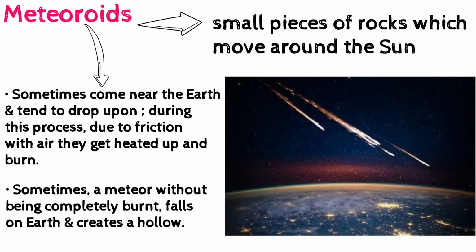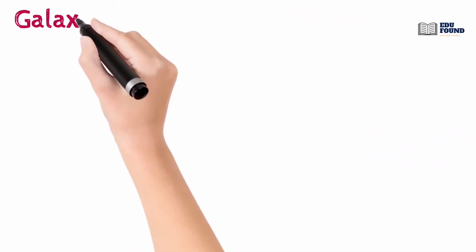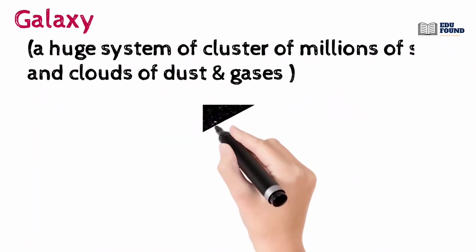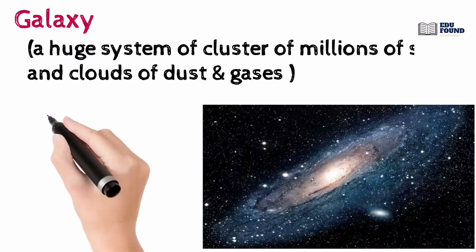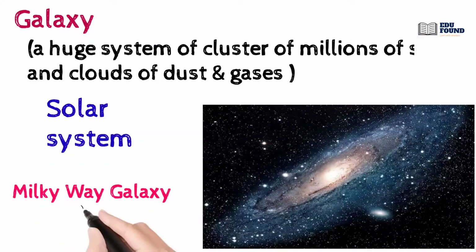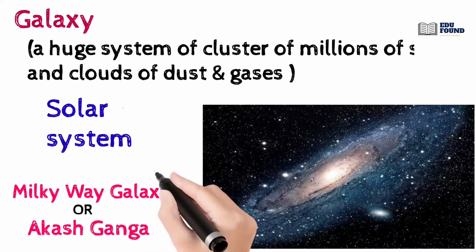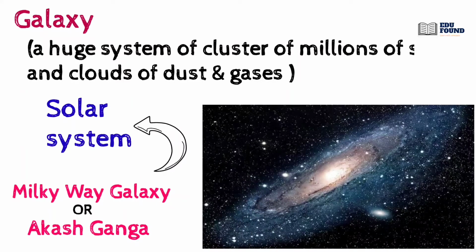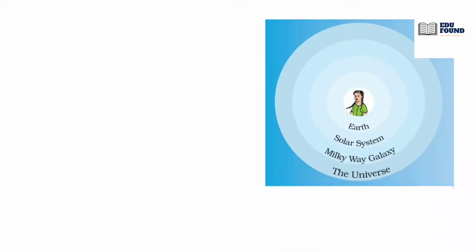So galaxy, it is a huge system of clusters of millions of stars and clouds of dust and gases. The solar system is a part of the Milky Way galaxy, which is also known as Akashganga, and there are lots of galaxies in the universe. That's why we can't even imagine how big the universe is. Scientists are still trying to find out more and more about it. We are not certain about its size, but we know that all of us, you and I, belong to this universe.